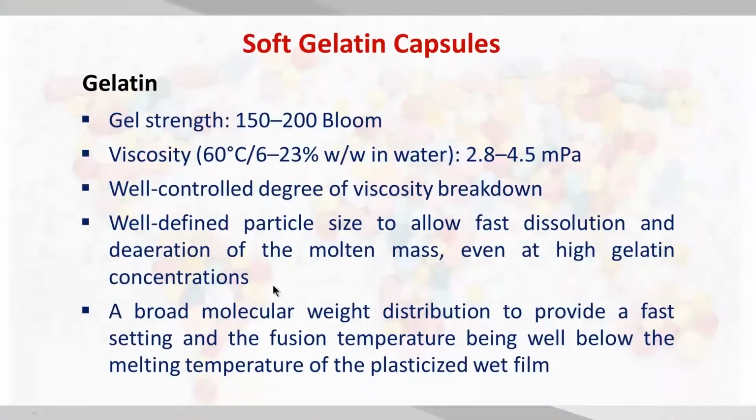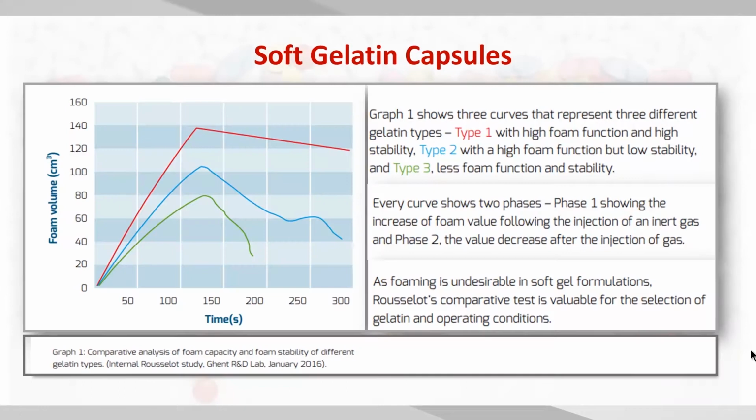In general, we see that air bubbles get entrapped in the molten mass, which disturbs the formulation. So, the particle size of gelatin should be in a well defined range which allows proper de-aeration. A broad molecular weight distribution provides fast setting, with the fusion temperature being well below the melting temperature of the plasticized wet film. In this graph, you can see there are 3 types of gelatin taken in this particular study.